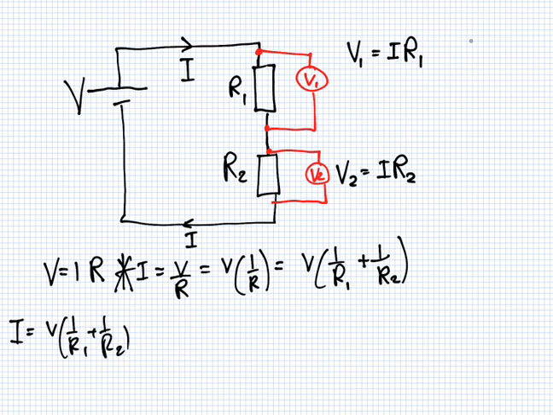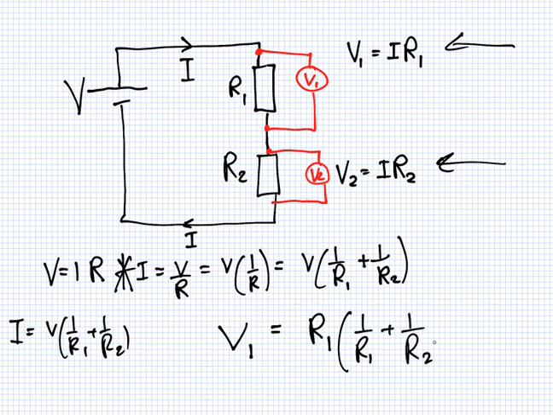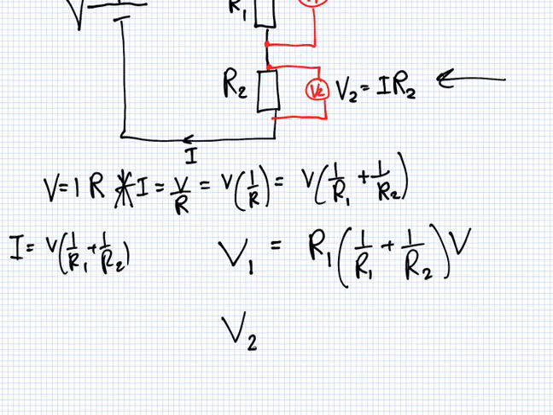So if I take this and put it back in here and here, I get V1 equals I, which is here, multiplied by R1. So you get R1 multiplied by 1 over R1 plus 1 over R2, times V. And then V2 equals R2 times 1 over R1 plus 1 over R2, times V.